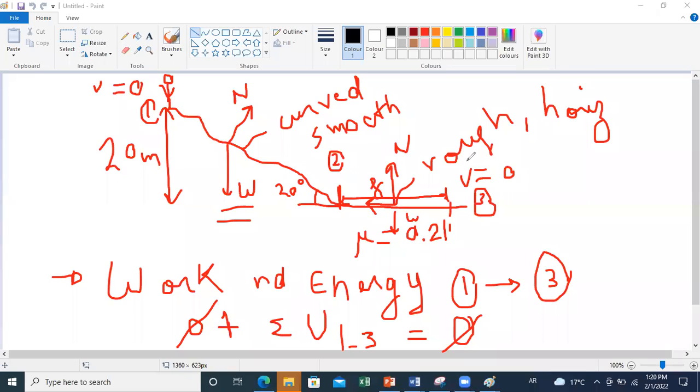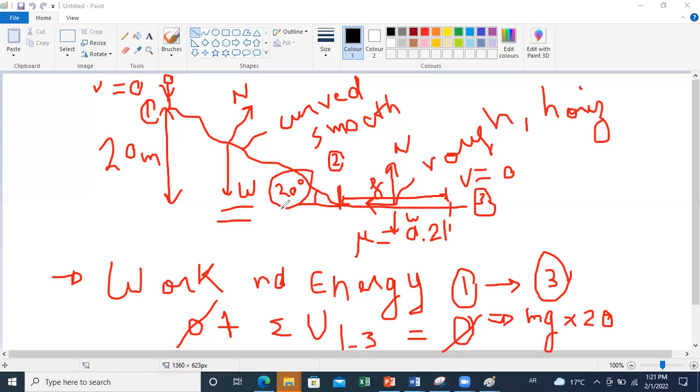What is the expression of the work of weight between 1 and 3? It's mg times what? mg times the distance. What is the distance? 20. Then what do we need the 20 degrees for here? What do we need this angle for? You might say sin 20 equals 20 over the distance of the incline.